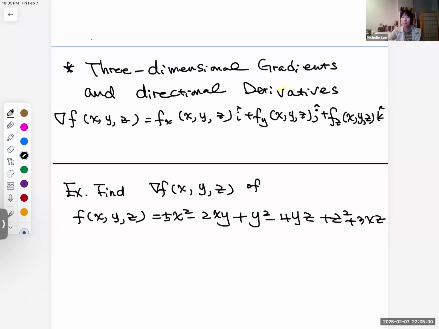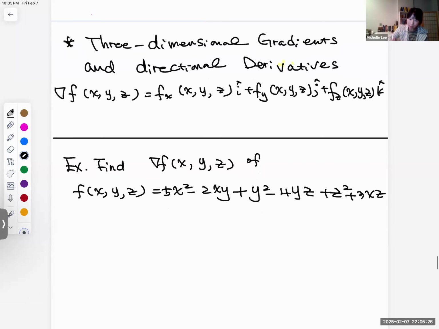Okay, so we have the three-dimensional gradient and directional derivative. First of all, the gradient. We can just add one more variable. That's it. The partial derivative with respect to x times i hat, plus the partial derivative with respect to y times j hat, plus the partial derivative with respect to z times k hat, right? Okay, so let's do an example. We want to find the gradient of this function. Then we can just use this formula.